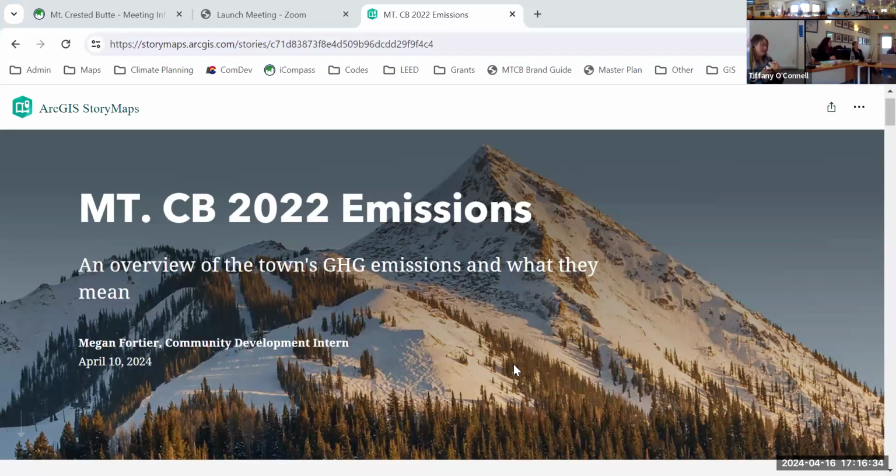So today I'm going to be presenting our MATSUB 2022 emissions inventory and kind of what they mean and what they can be used for looking forward. So I created a story map presentation and I'm going to talk through it today, but it can also be used on the website as a source of information.